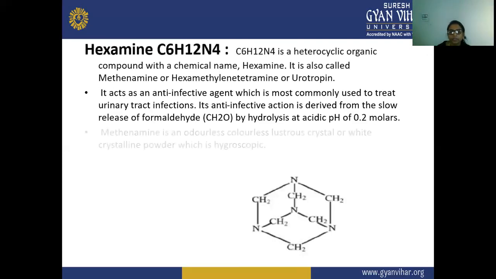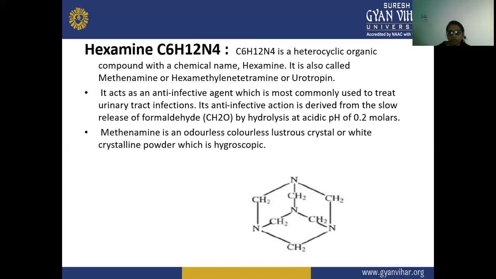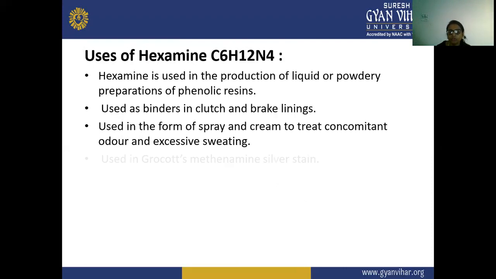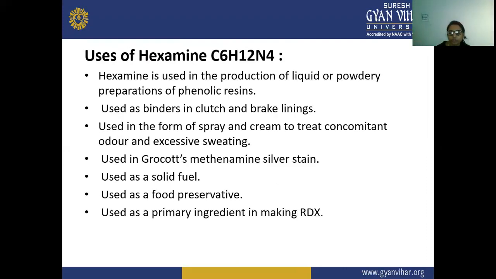So this is hexamine. This is the structure of hexamine. It is also known as methenamine, urotropin, and hexamethylenetetramine. It is an anti-infective agent, and its anti-infective action is derived from the slow release of formaldehyde by hydrolysis at acidic pH. It is a colorless, lustrous crystal or white crystalline powder which is hygroscopic. It is used in the production of liquid or powdery preparations of phenolic resin.